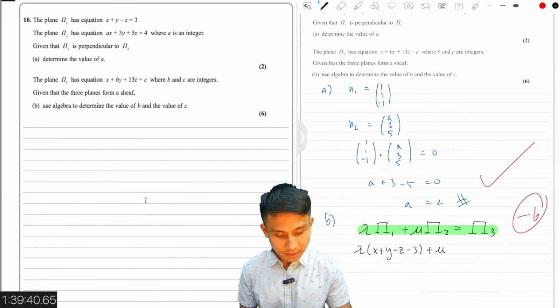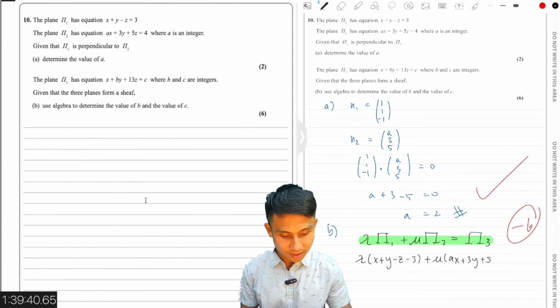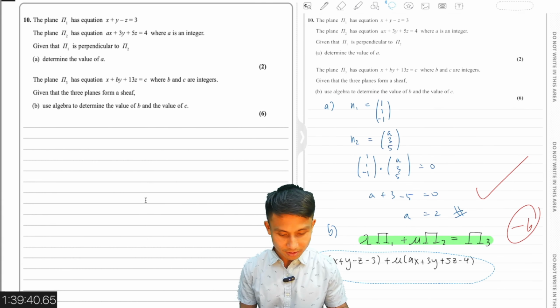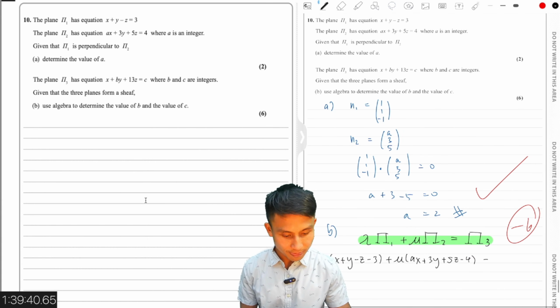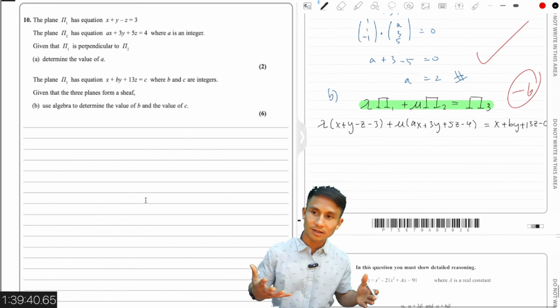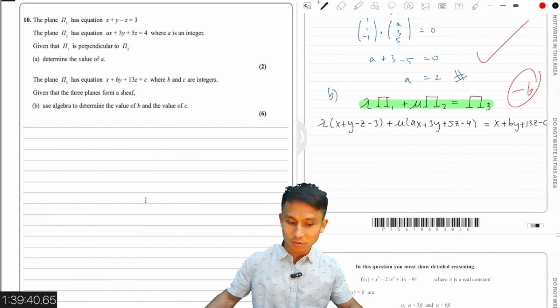For the second one, it's ax plus 3y plus 5z minus 4, like that. And then the other one is x plus by plus 13z minus c. And then we use component comparison to equate each of the components.